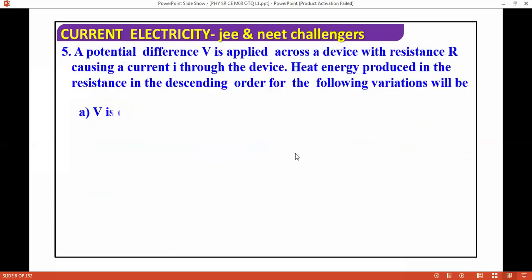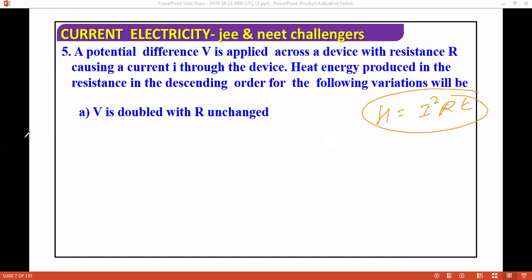Next question: a potential difference V is applied across a device with resistance R, causing a current I through the device. The heating effect produced in the resistance, in descending order for the following variations, will be? You need to play with the heating effect, which is I squared RT, using the different variations. For example, V is double and R is unchanged; then I is double.